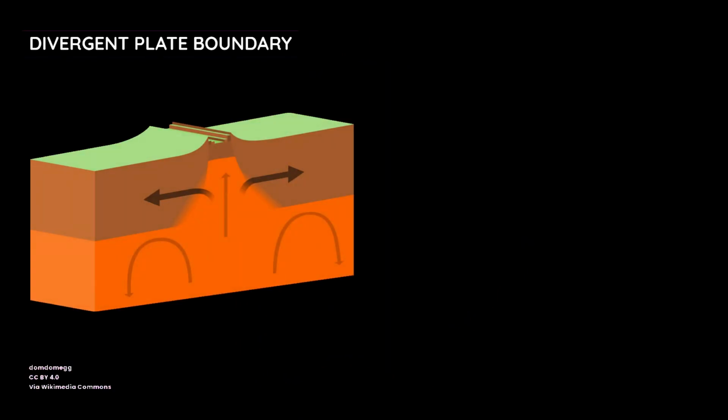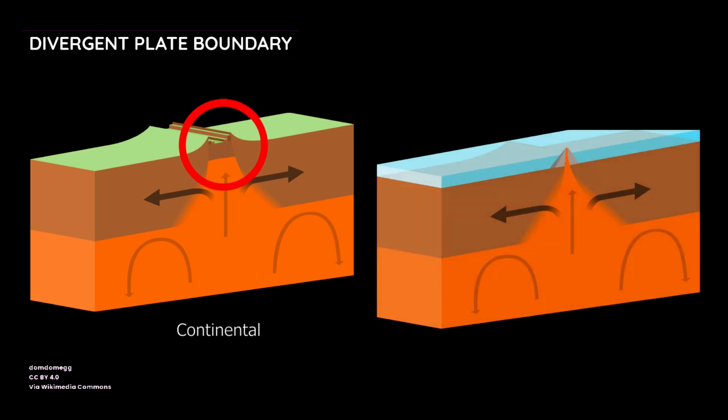Let's start with the divergent plate boundary. It occurs where two tectonic plates move away from each other. This movement creates a gap between the plates, which is filled with molten rock from the mantle below. As the molten rock rises and cools, it solidifies to form new crust. This process is known as seafloor spreading and is responsible for the creation of new oceanic crust.